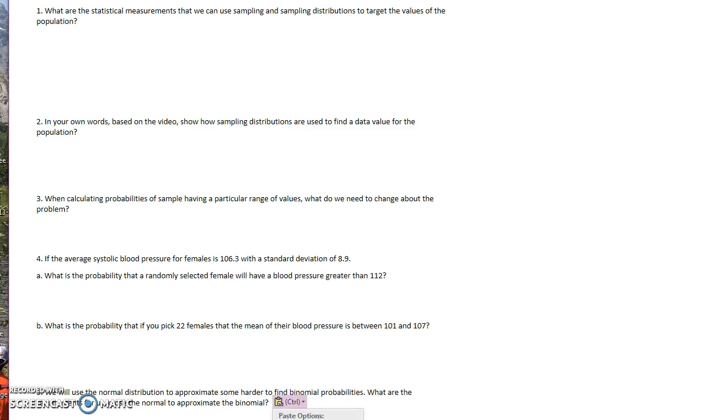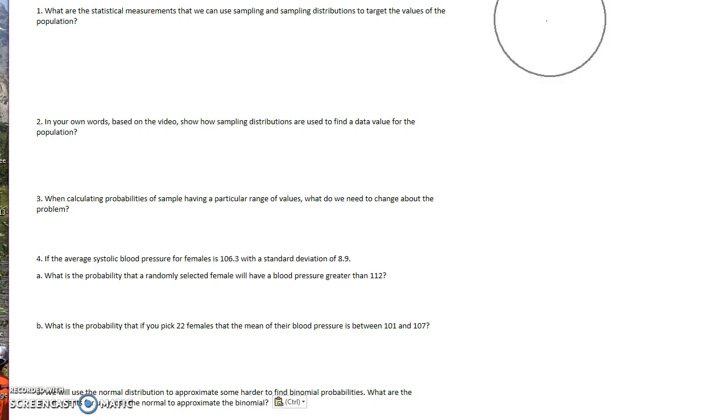Okay, so this week we're going to be trying to extend this idea that we worked on last week in terms of normal distributions. It says, what are the statistical measurements that we can use sampling and sampling distributions to target the values of a population?